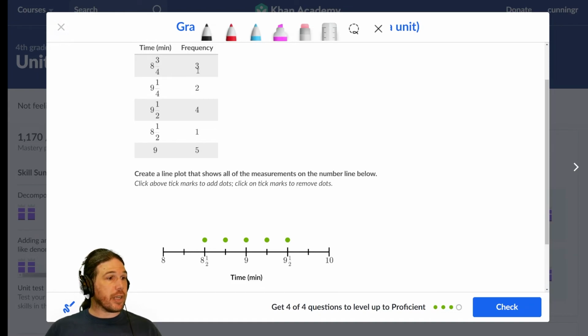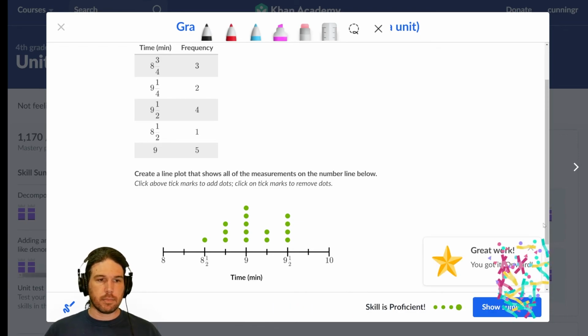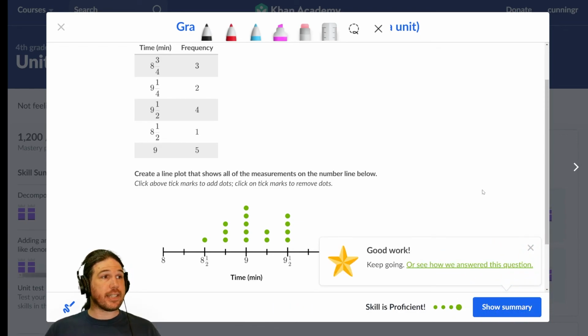Oh, but we've got a frequency here. Okay, so 8 3/4 is actually 3 times, right? Because it tells us how many. 9 1/4 is actually twice. 9 1/2 is actually 4 times. 8 1/2 is fine. And 9 solid is 5 times. So now I think we've got our graph done. And that's graphing data on line plots.